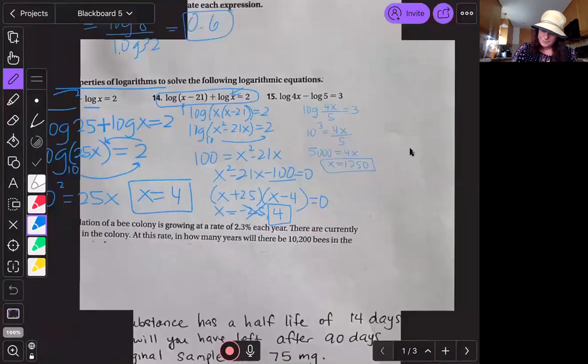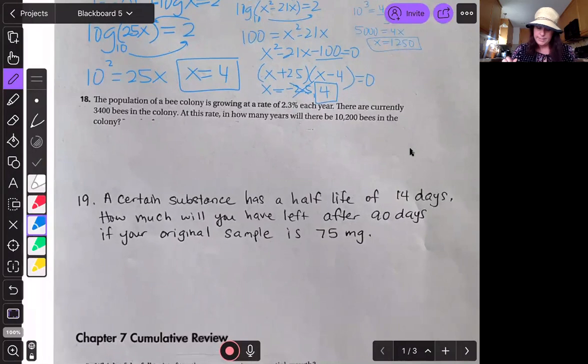All right, here we go, number 18. The population of a bee colony is growing at a rate of 2.3% each year.